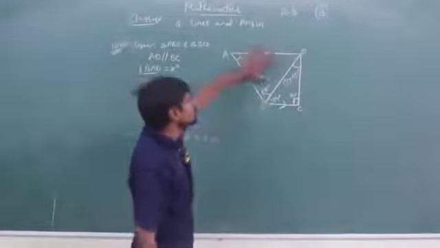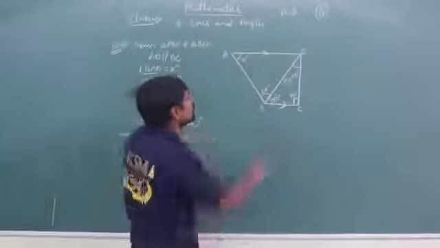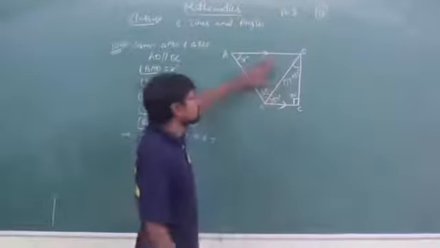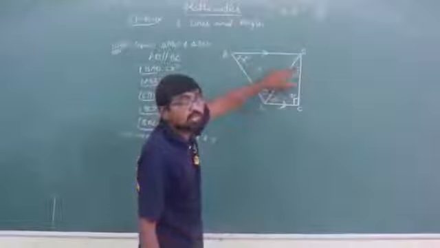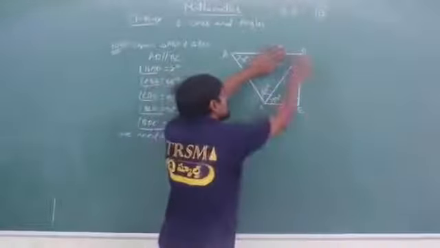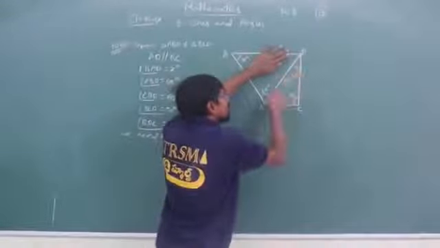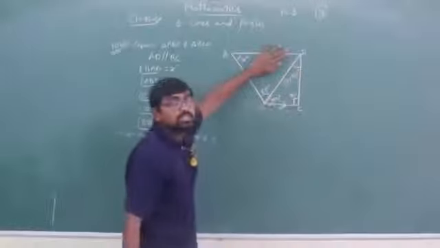So first you just remove this. We don't assume this. First assume this triangle. Why? Because why are we assuming this? Here it is forming a triangle, and here all the three angles have been given.